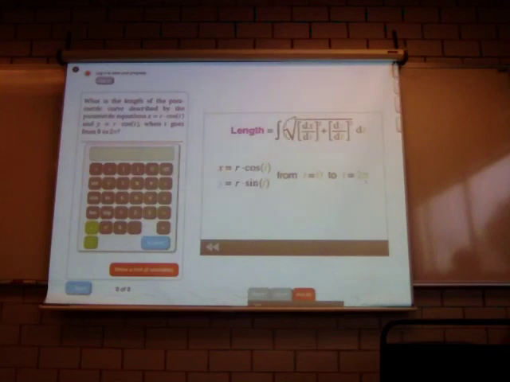We just found that this entire expression inside here is simply equal to r, giving us the integral from 0 to 2 pi of r times dt. We can pull the r out of the integral, leaving us with r times the integral from 0 to 2 pi of dt. This expression now simplifies to r times 2 pi minus 0, or 2 pi r. Does this look familiar?